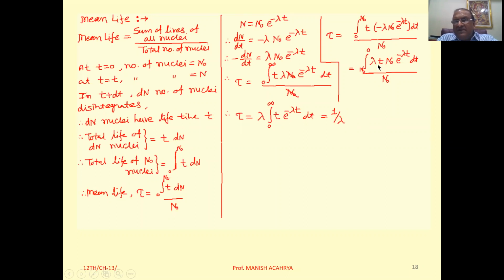So here, when the integration is of t with respect to dt, the limits are also changed for time t. Now N0 cancelled. So tau is lambda times the integration from 0 to infinity of t e raised to minus lambda t dt. Now no need to solve this one. The answer of this is 1 upon lambda. So tau is equal to 1 upon lambda. Clear to all of you?